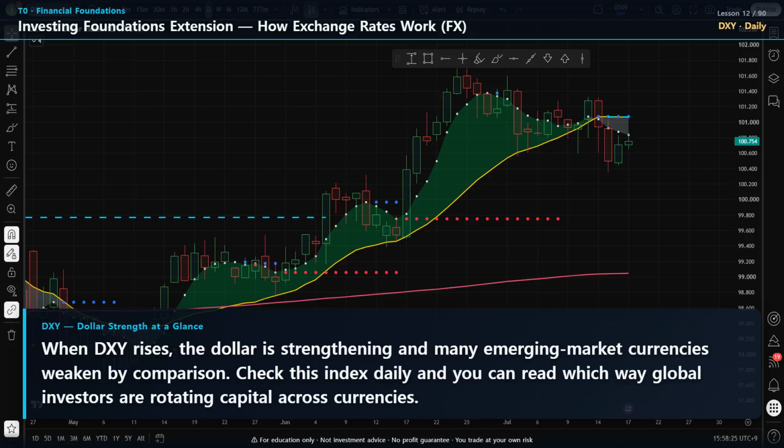When DXY rises, the dollar is strengthening and many emerging market currencies weaken by comparison. Check this index daily, and you can read which way global investors are rotating capital across currencies.